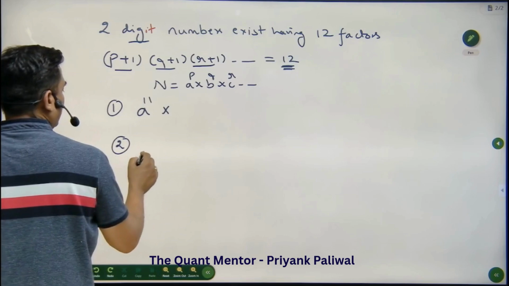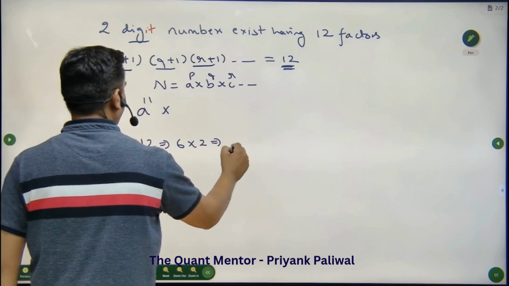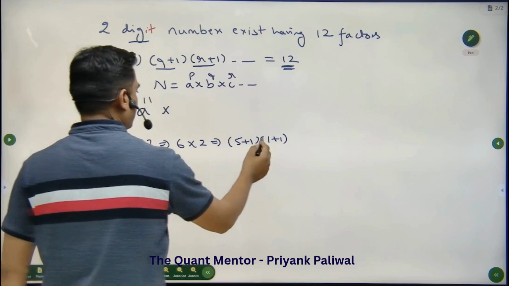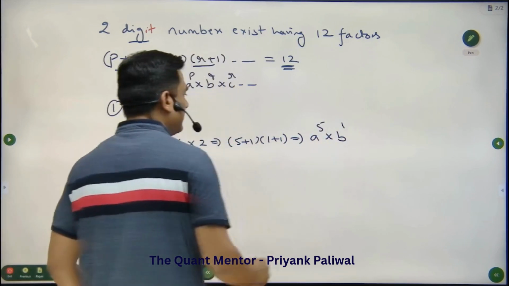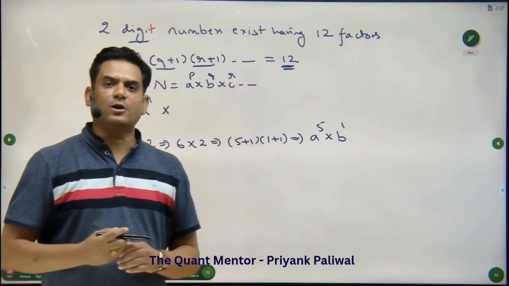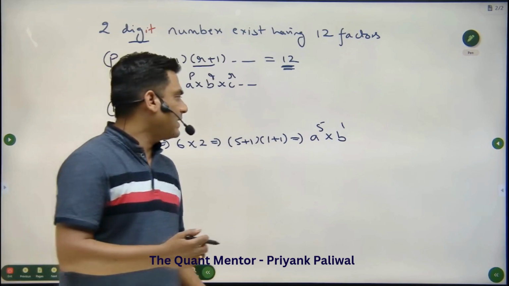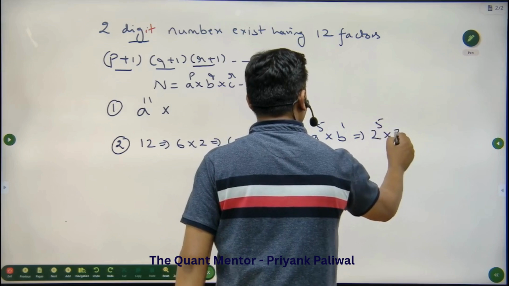Now this 12 also can be written as 6 into 2. 6 into 2 means 5 plus 1 into 1 plus 1. So 5 plus 1 into 1 plus 1 means a to the power 5 into b to the power 1, where a and b are what? Prime numbers. So let us take the smallest prime numbers. So we can have 2 to the power 5 into 3 to the power 1.